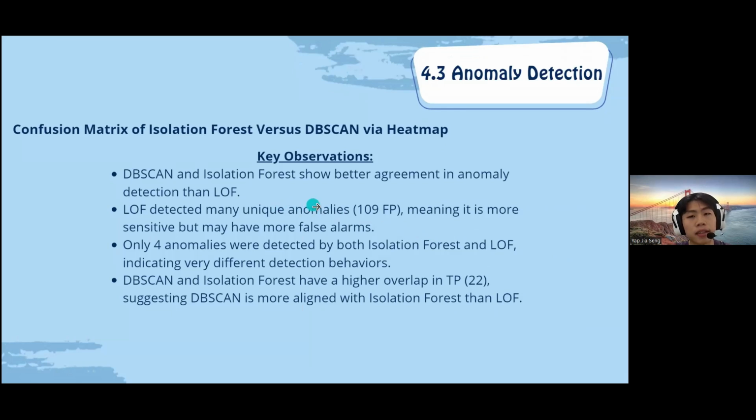And move to the last one. After comparing the two diagrams, we can get some key observations. DBSCAN and Isolation Forest show better agreement in anomaly detection than LOF. LOF detects many unique anomalies, meaning it is more sensitive but may have more false alarms. Only 4 anomalies were detected by both Isolation Forest and LOF, indicating very different detection behavior between the two models. DBSCAN and Isolation Forest have a higher overlap in true positives, suggesting DBSCAN is more aligned with Isolation Forest than LOF.